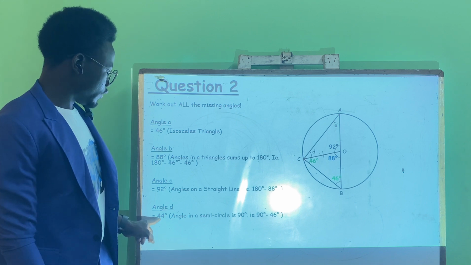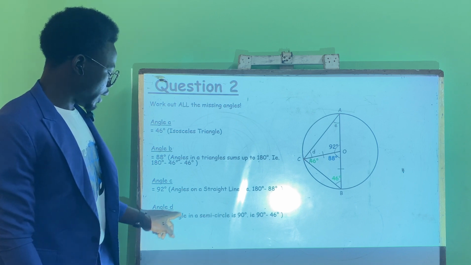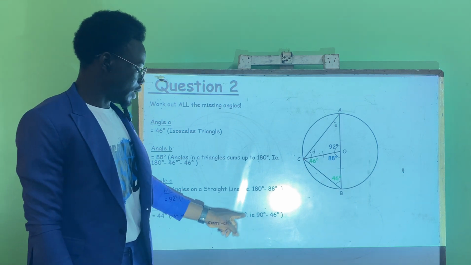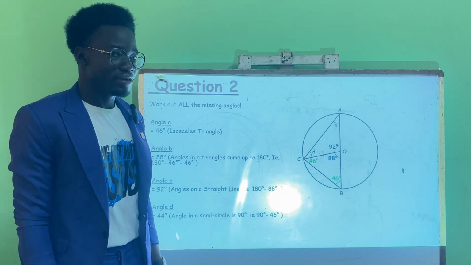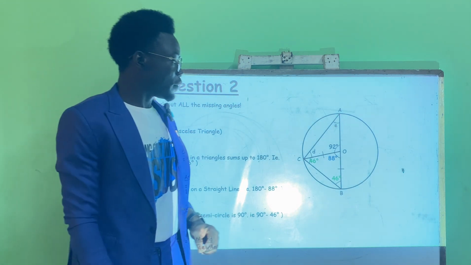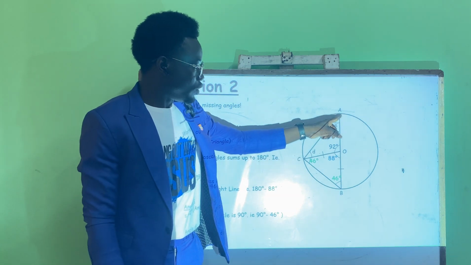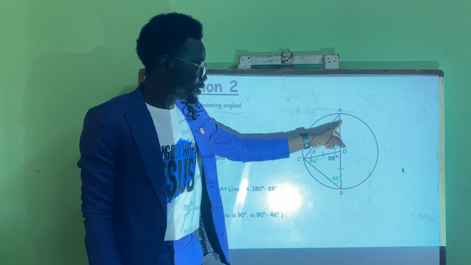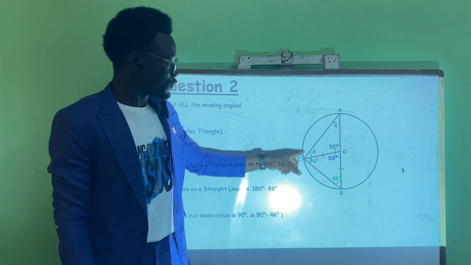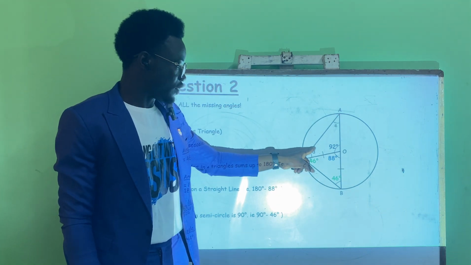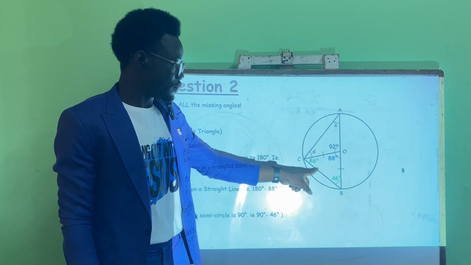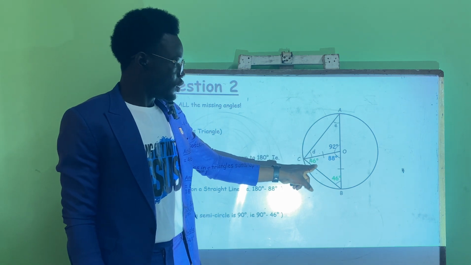Okay. And we say that the angle B is 44 degrees. Angles in a semicircle is 90 degrees. Now we are using the property that this is a diameter, and any angle that is formed at the circumference from the diameter is 90 degrees. So it means that this is 90 degrees.